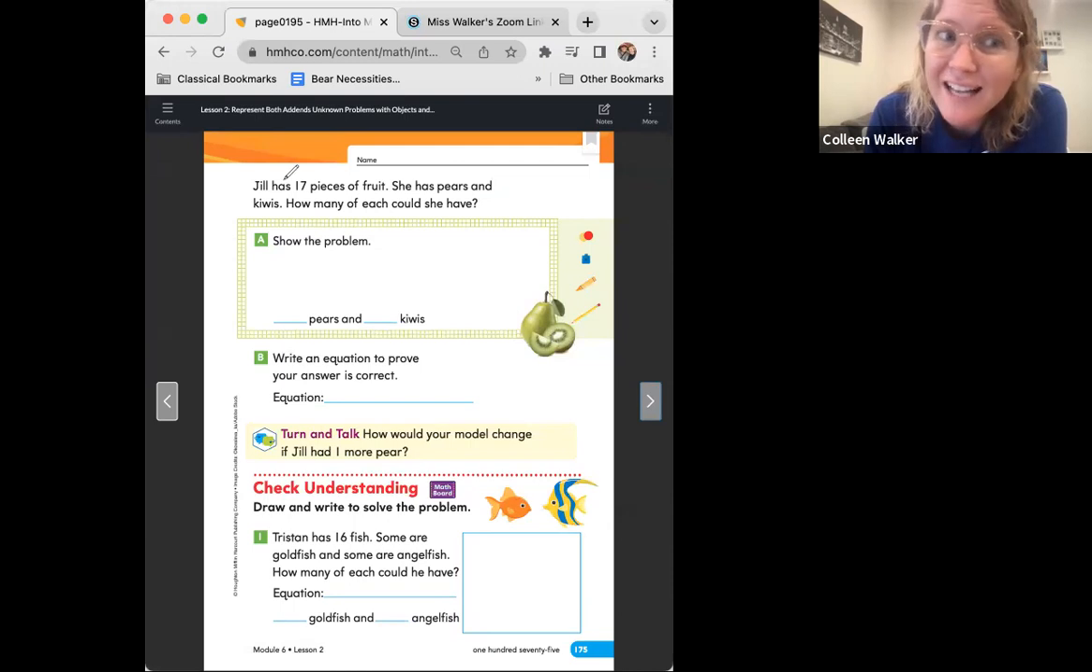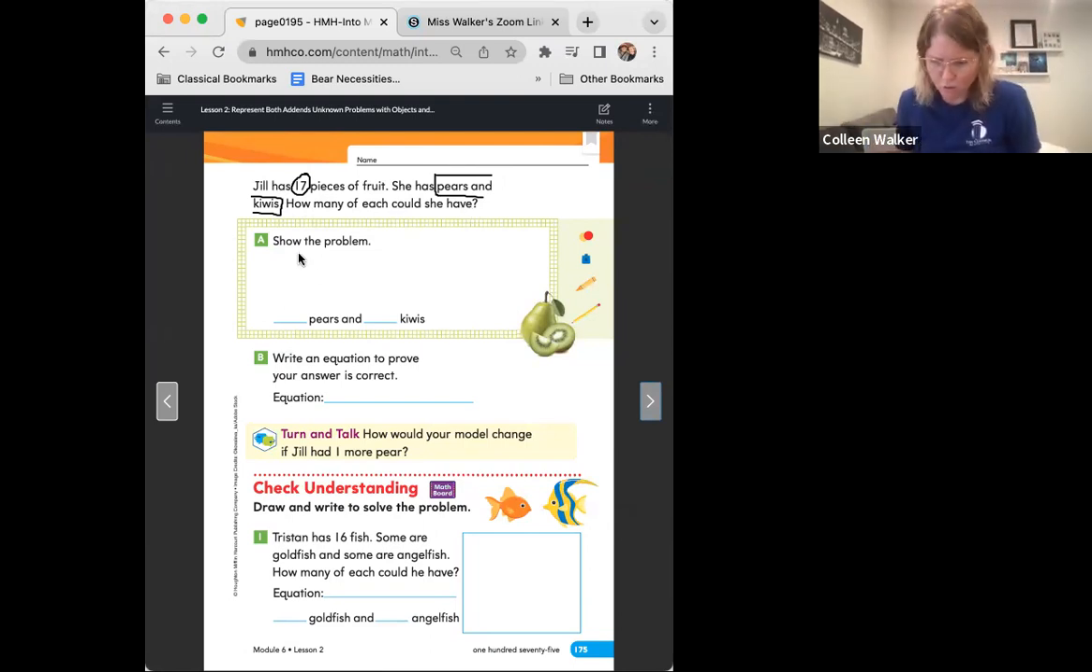It says, Jill has 17 pieces of fruit. She has pears and kiwis. How many of each could she have? So, oh, you want to circle 17. I love how you want to get us ready to solve it. And any other keywords? Yeah, that she has pears and kiwis. So we can put a box around pears and kiwis, because we know that that number 17 represents the pears and the kiwis. How many of each could she have?